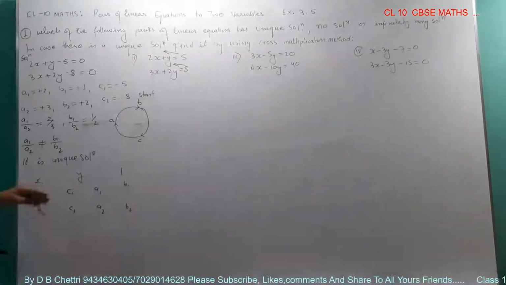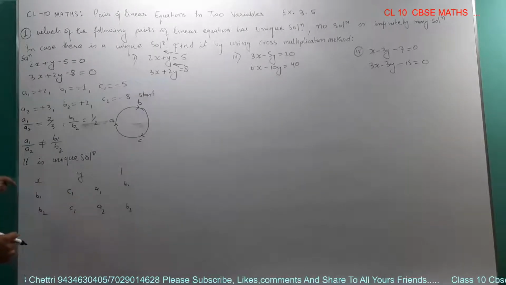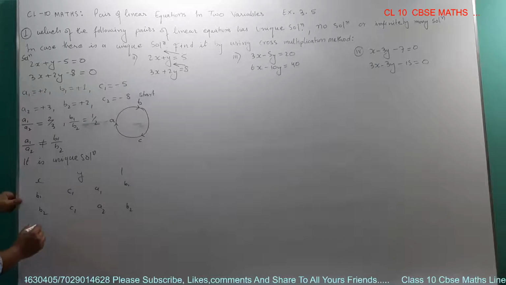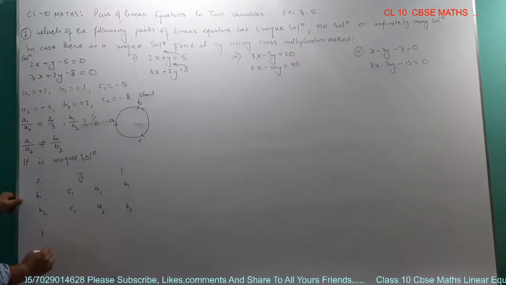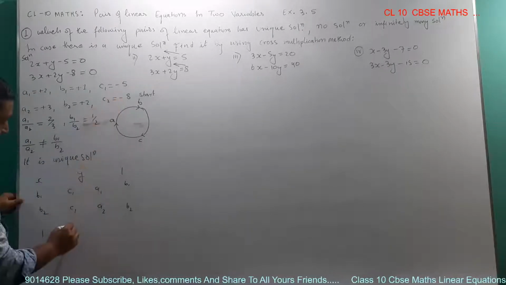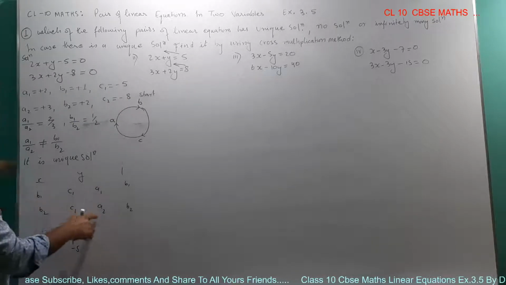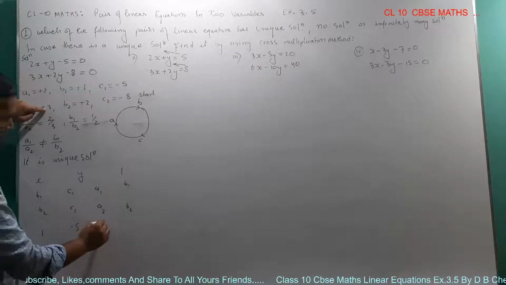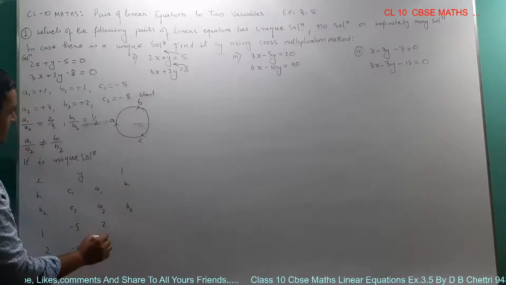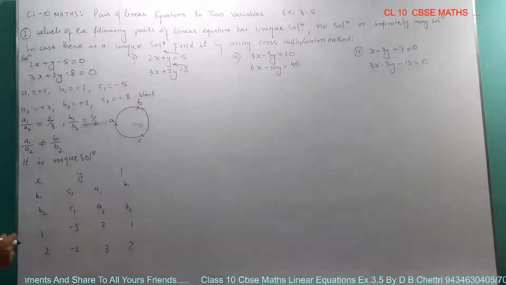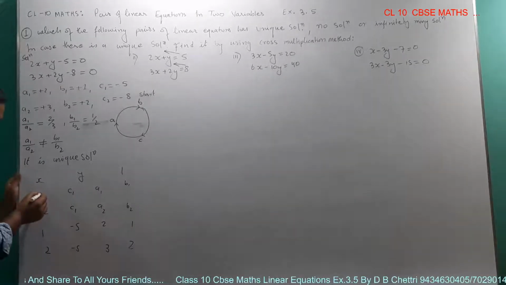Okay, now according to this formula, write their values. b1, b2 is how much? 1, 2. c1, c2: minus 5, minus 8. Then a1, a2, how much is there? 2, 3. Then again b1, b2 will be 1, 2. Okay, then we'll multiply these two first.